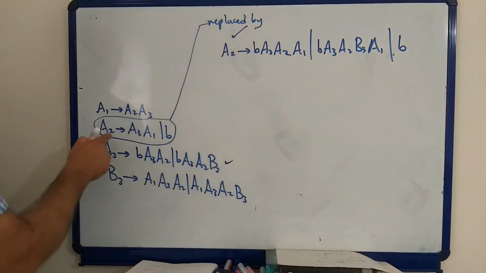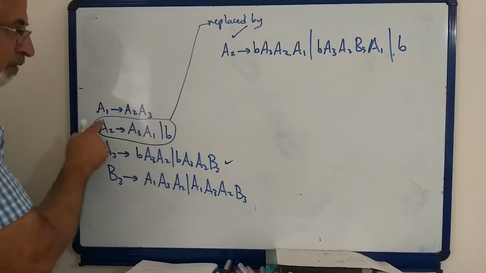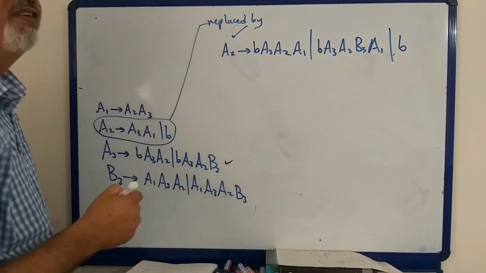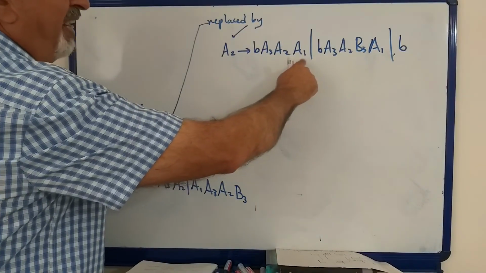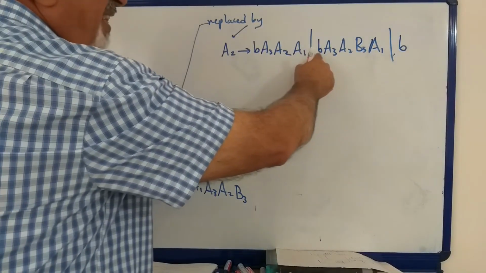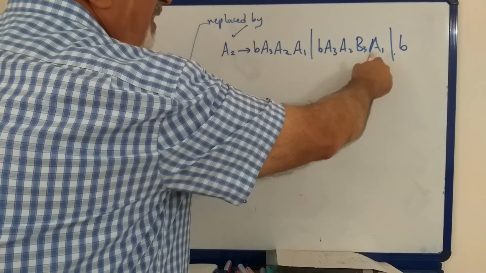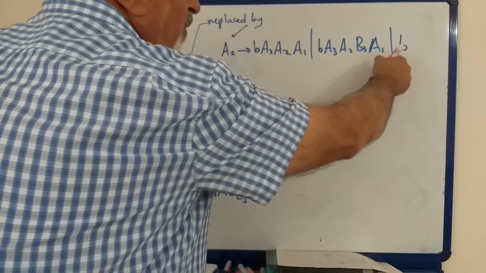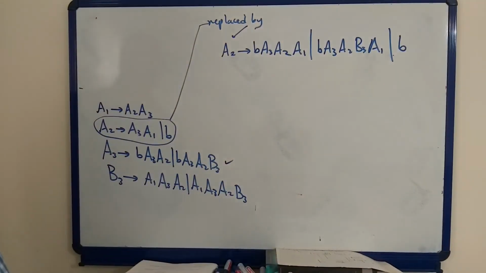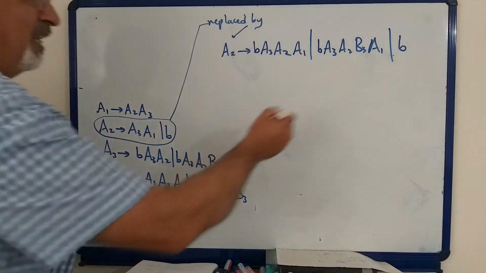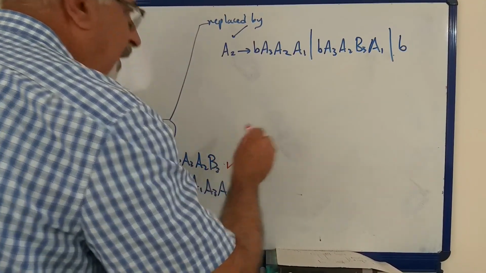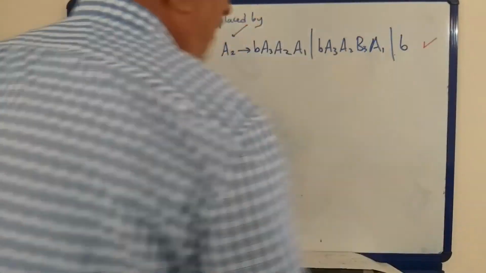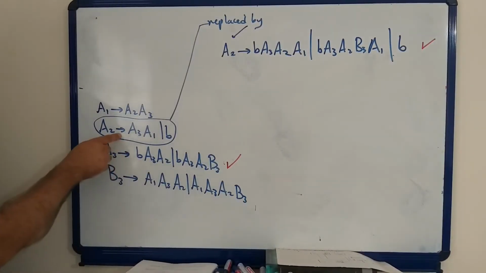Now, is this production in GNF? Yes. A single terminal followed by 3 non-terminals. A single terminal followed by 4 non-terminals. A single terminal followed by 0 non-terminals. So this is also GNF. And this is, so let me write it in red. This is okay, this is okay.